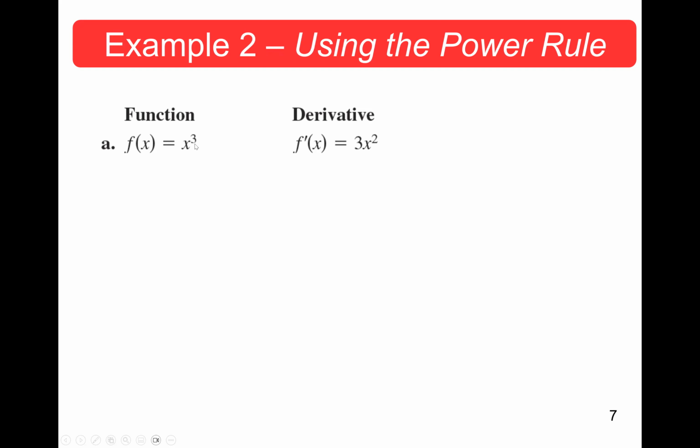F(x) equals x cubed. The derivative of f(x) will be 3 times x to the power 3 minus 1, which will give us 2. So the answer will be 3x squared.